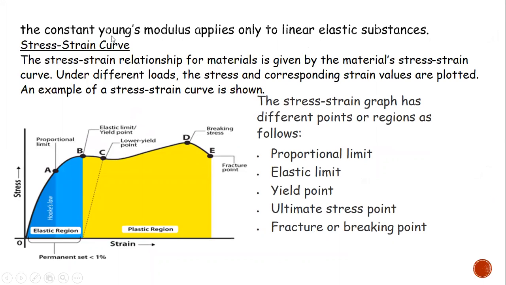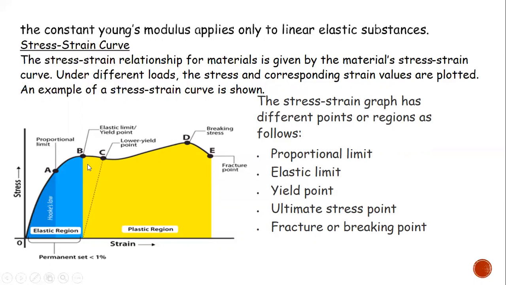Now, the constant Young modulus applies to linear elastic substances. So this is the stress and strain curve of those substances. There are different points on it: the proportionality limit, elastic limit, yield point, ultimate stress point, and fracture or breaking point. From 0 to A, the curve obeys Hooke's law, meaning the stress is directly proportional to the strain, and we get almost a straight line, because this is the limit in which Hooke's law applies.